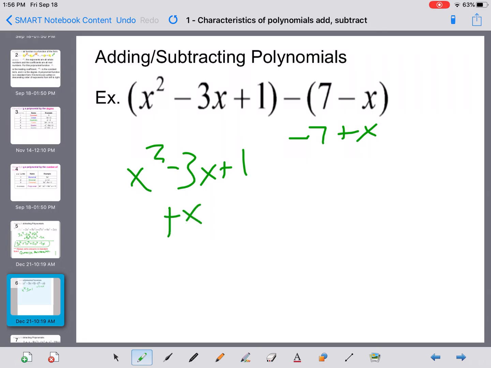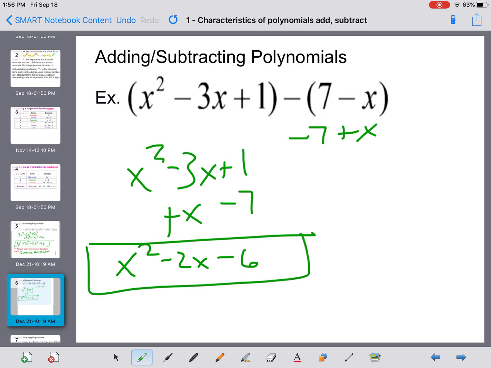So the positive x there, minus 7. We can add vertically to be x squared minus 2x minus 6. And you don't have to put it in this vertical column. You could have just combined like terms from the start, but I feel like this offers many students the ability to reduce errors of combining terms that are not the same or forgetting a term when going through each one of these.